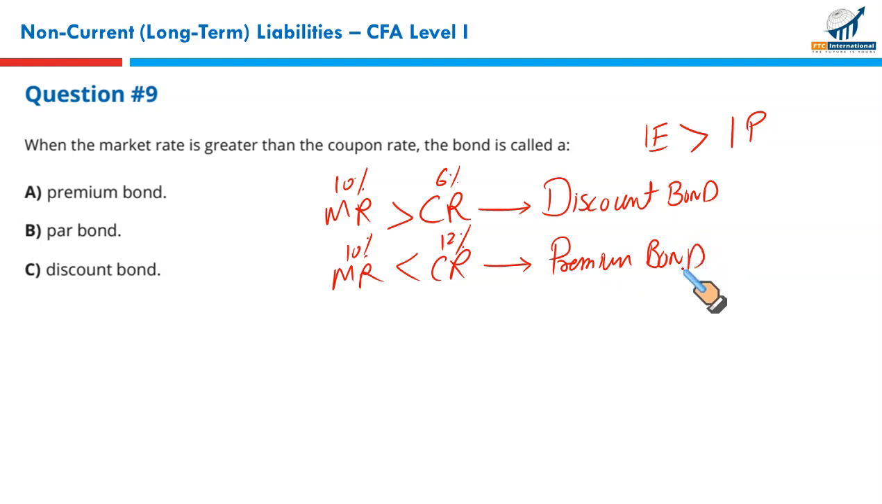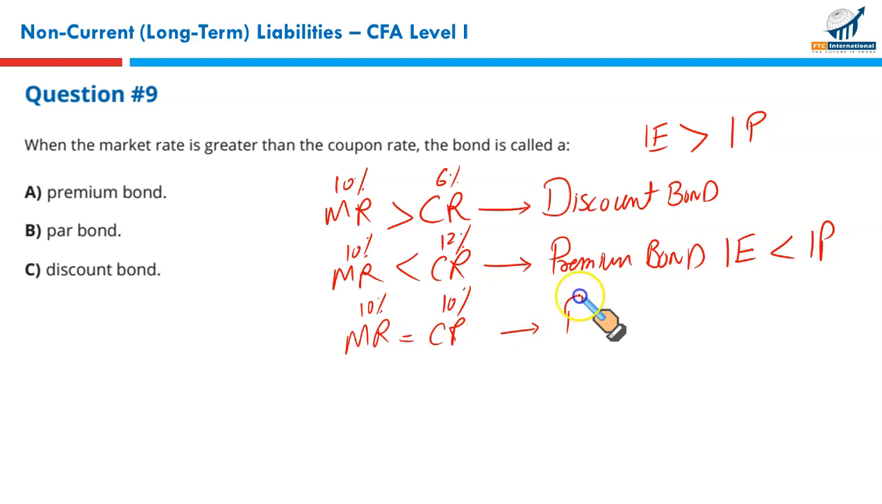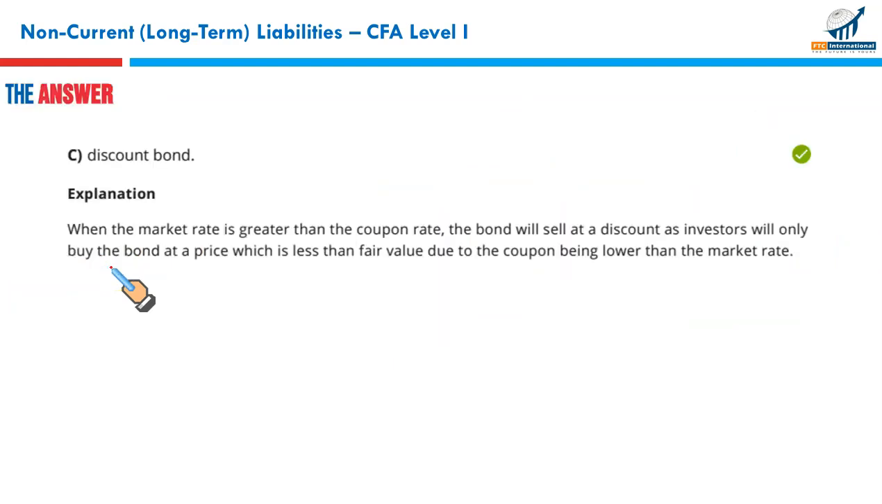In this case, your interest expense, we will do the computations later, would be less than the interest payment. And very rarely, but still possible, your coupon rate is equal to the market rate. If the market rate is 10%, you have offered the bond at 10%. In this case, the bond issued at par is called a par bond. And in this case, your interest expense and your interest payment are the same. Since the market rate is greater than the coupon rate, the bond is called a discount bond. So right now that makes C the correct option, and C it is.